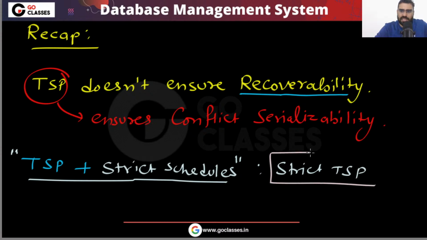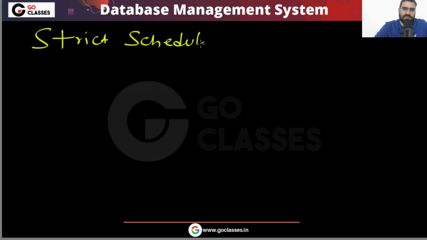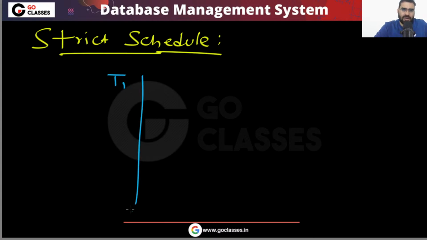So what is this strict timestamp protocol? Let me tell you. Remember the concept of strict schedule. What is the strict schedule? So the idea is like this. First of all, you understand what is the strict schedule, that we have already seen. So what is the definition? The definition of strict schedule is that if there is a transaction and it is writing some item. So let's assume it is writing item X, and let's assume this T2 needs to read item X, that is written by this T1.